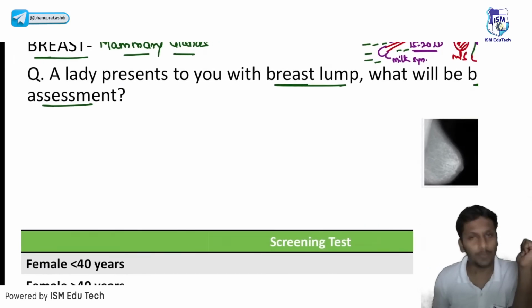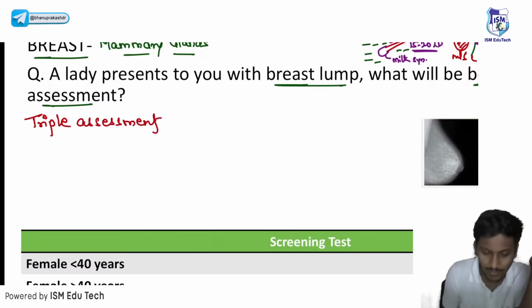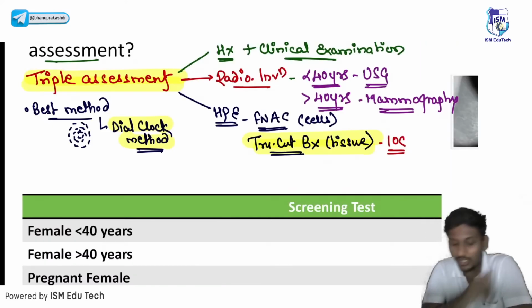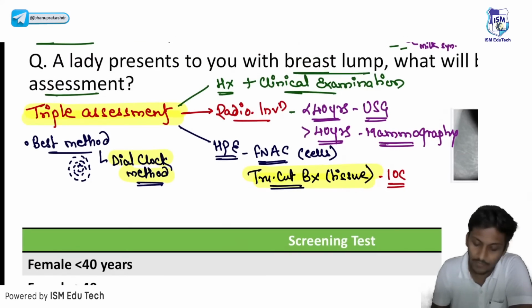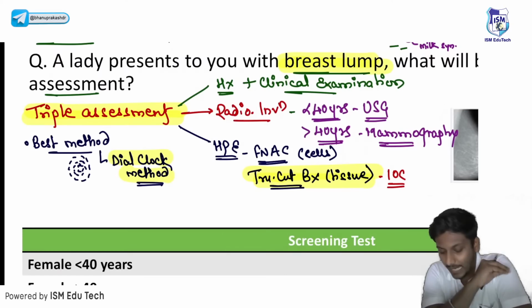Triple assessment emerges as the optimal strategy for evaluating breast lumps. This comprehensive method encompasses history-taking, radiological investigation, and histopathological examination to ensure accurate diagnosis. When a patient reports a breast lump, triple assessment involves clinical examination, radiological investigation, and biopsy. This systematic approach significantly enhances early detection and effective management.